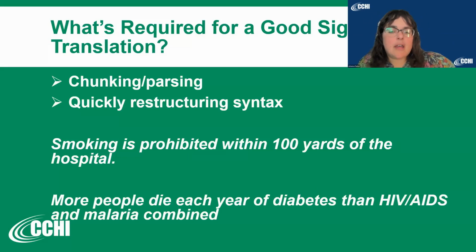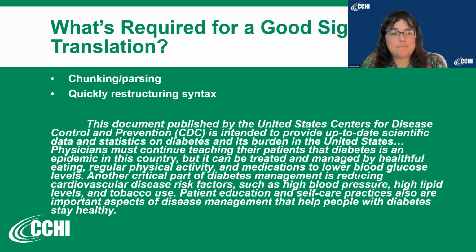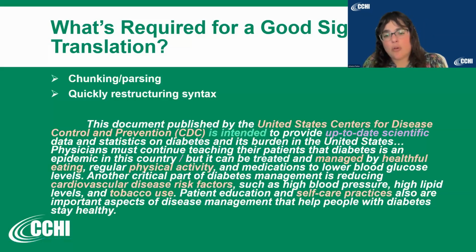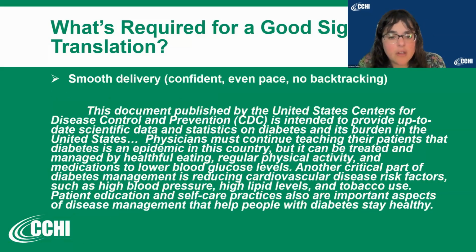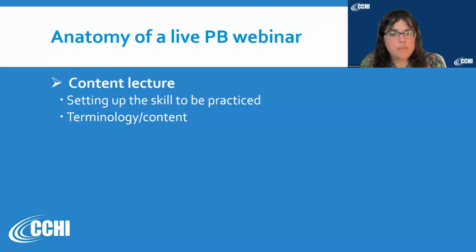Here I talk about the next sub-skill of sight translation, including chunking and parsing and quickly restructuring syntax. And I'm not going to go into those details right now. This webinar is on the CCHI website if you're actually interested in watching the recording. And again, I give more examples. And I start to look at examples actually in context, like in this paragraph, and we point out some of the different challenges. Okay, so that's the setting up of the skill.